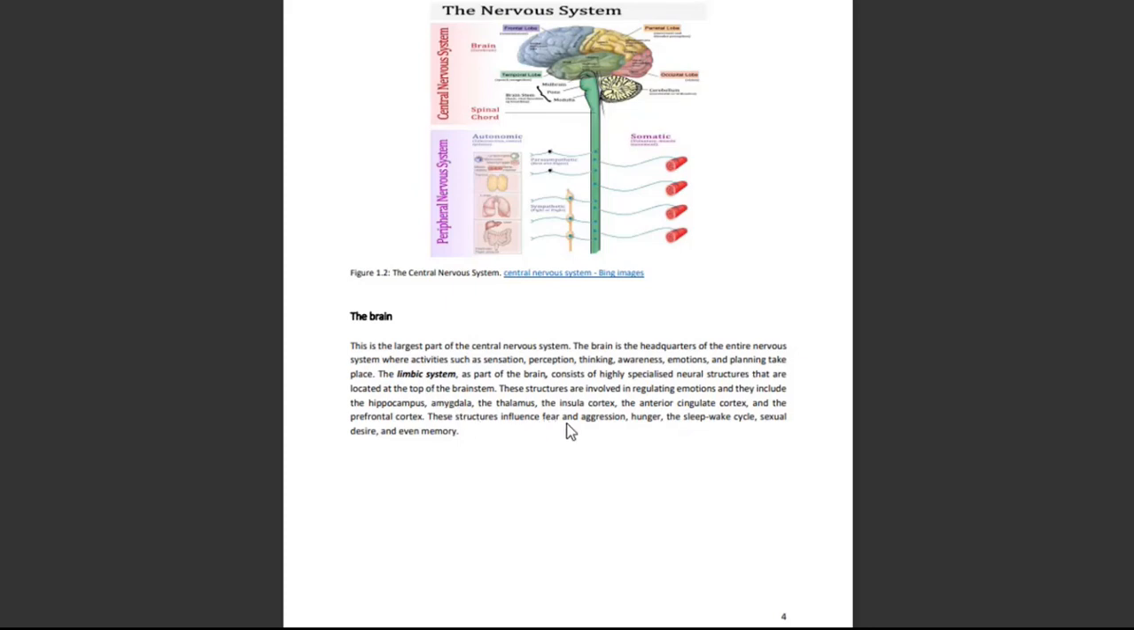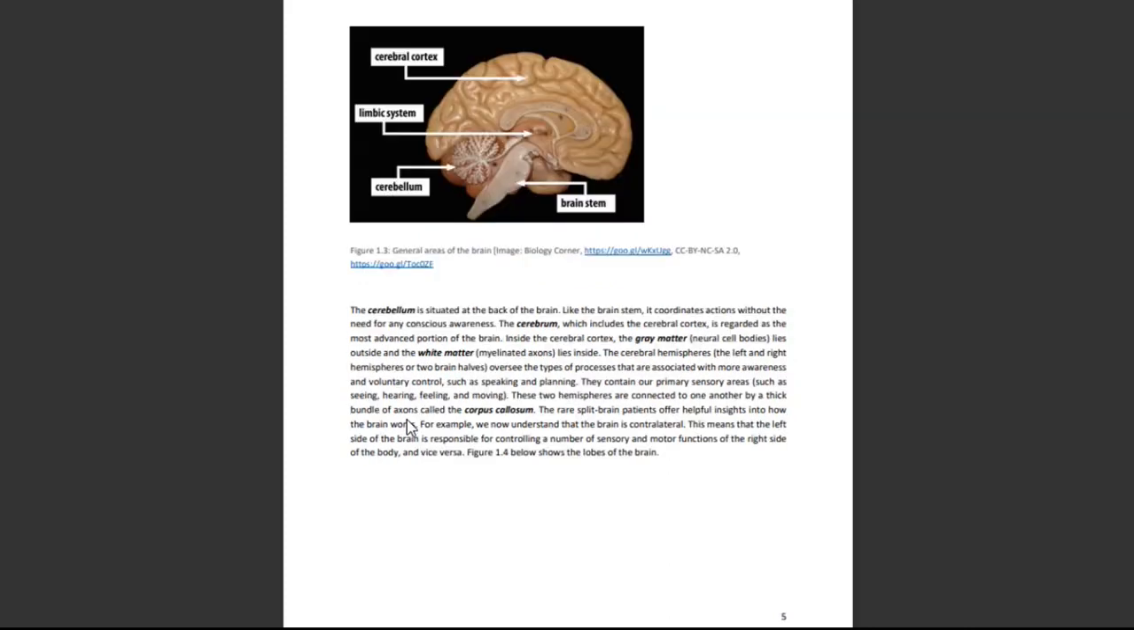It determines fear, aggression, and hunger. Your sleep-wake cycle: I want to sleep now, I'm drowsy, I wake up. It's determined through the limbic system, as well as your sexual desire and memory. These are the structures of the brain that determine fear: hippocampus, amygdala, the thalamus, insular cortex, as well as anterior cortex and prefrontal cortex. They are part of the limbic system.